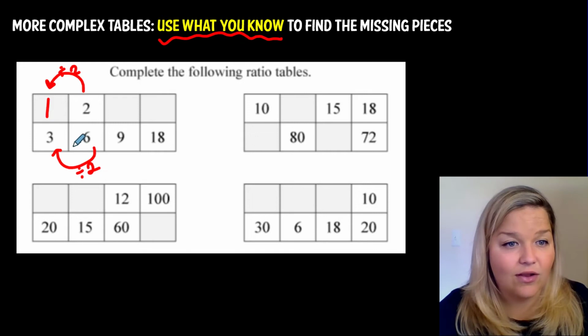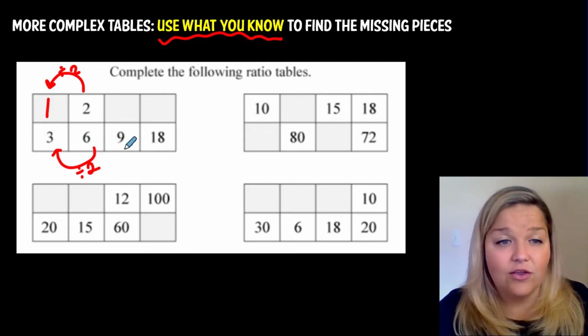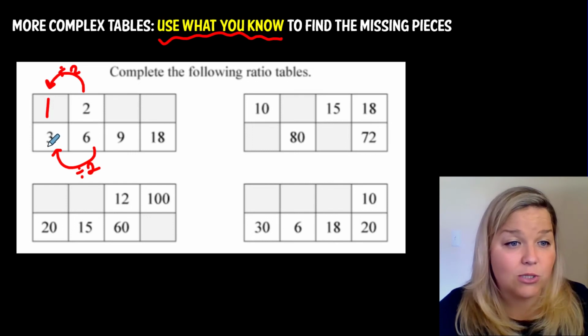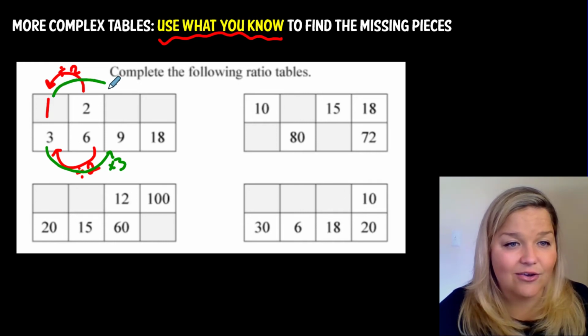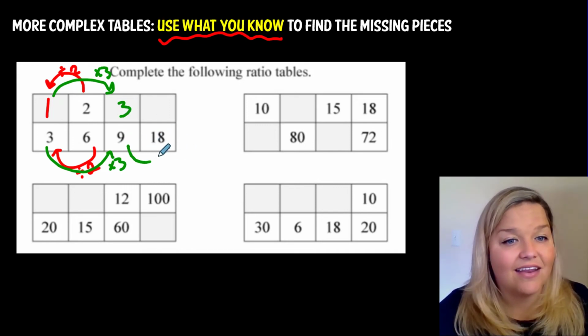Let's continue. Can 6 turn into a 9? Not very easily. So I could do 3 times 3. Over here, do the same thing to top and bottom. 1 times 3 is 3. Can I get 9 to turn into 18? I can. Just multiply by 2. And you're going to get 6.